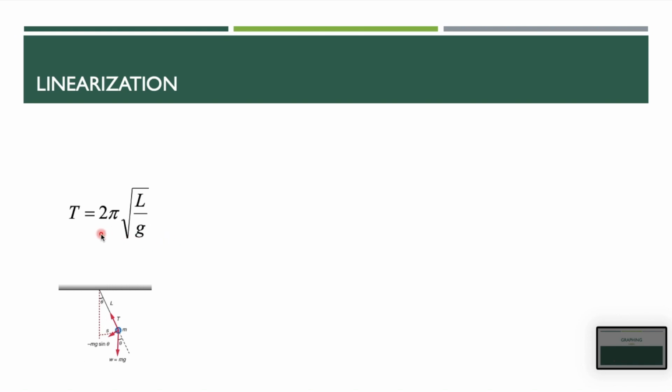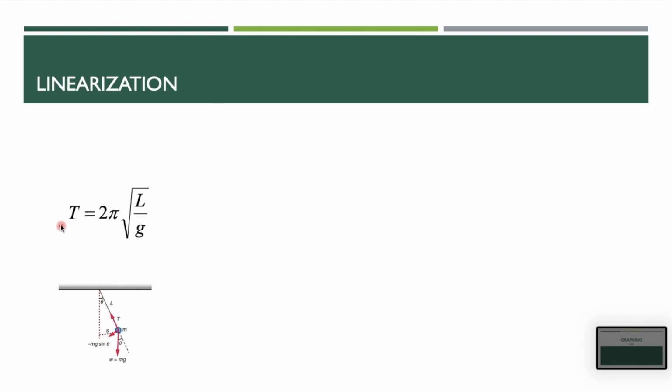This relation captures the relation in the pendulum. T here is the period, so it's the time that the bob, this sphere or ball, needs to make a complete motion. We call it the period, and it's given by this capital T. 2 pi is the known constant, and g is the gravitational constant, and L is the length of the rope.